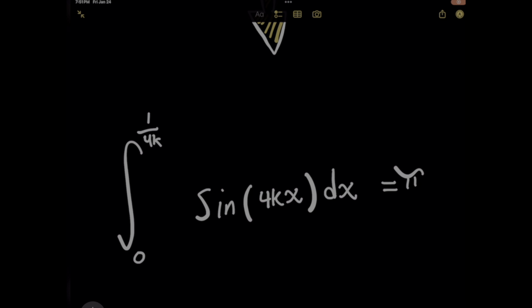For this problem here, notice that we have this constant k, and it appears in two different places, and we want to figure out what value of k, or values, allows this integral from the interval of 0 to 1 over 4k to equal pi. Now, you might be able to do this in your head already, but for those that can't, totally fine.